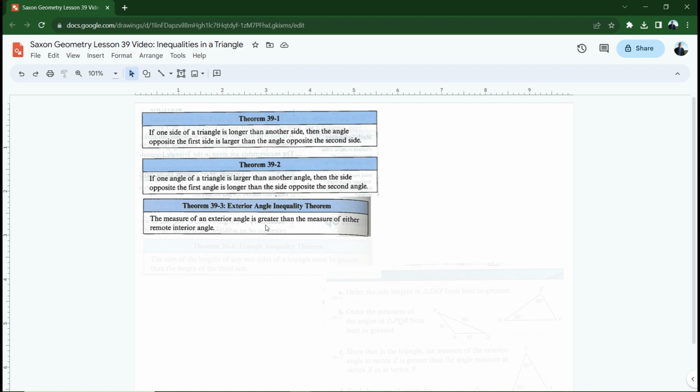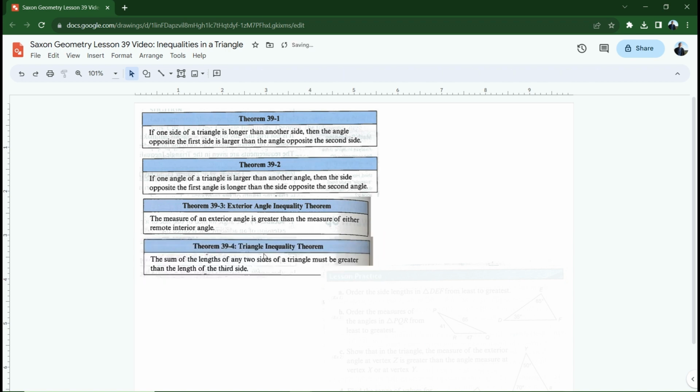Like I said, there's no real deep thinking, like really complicated theorems in this lesson. These are all pretty straightforward, intuitive, and they make sense. And then the last one, the triangle inequality theorem. The sum of the lengths of any two sides of a triangle must be greater than the length of the third side. And you can figure this one out by playing around with a triangle if you want to.